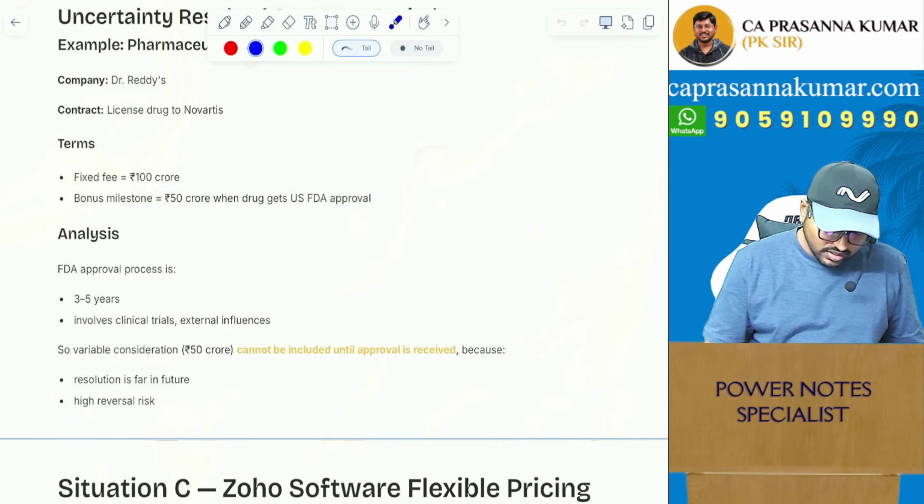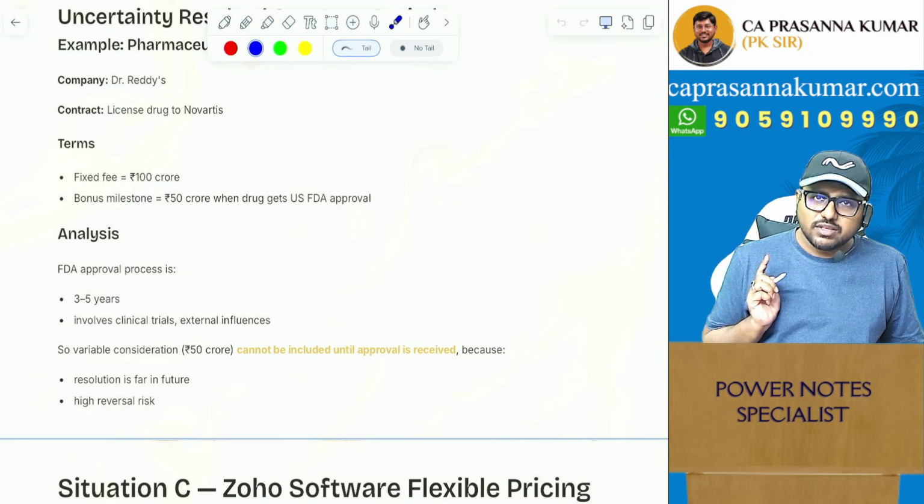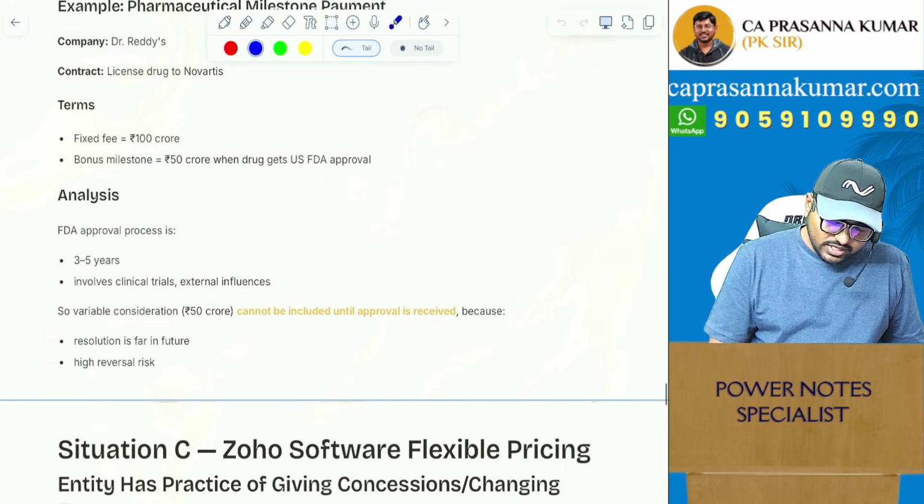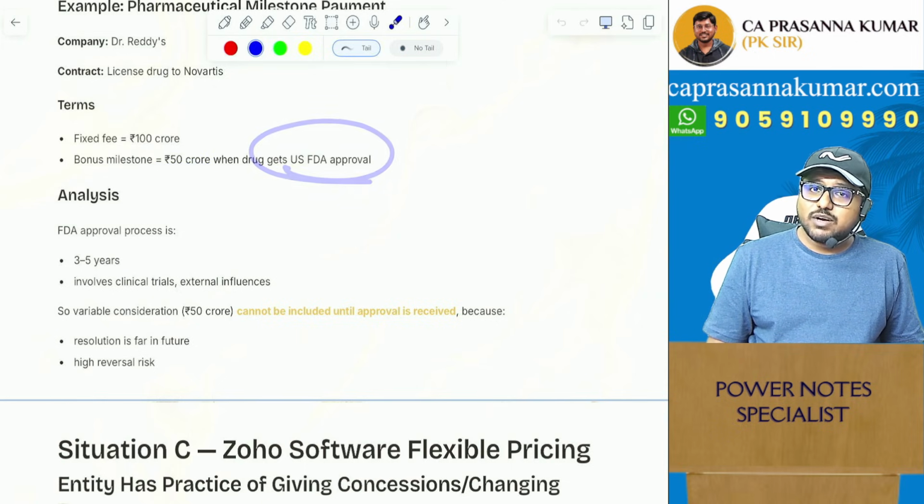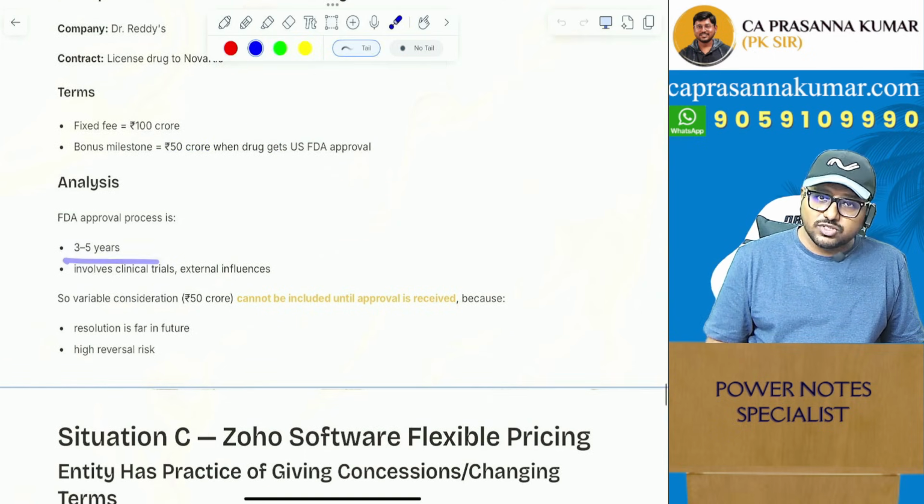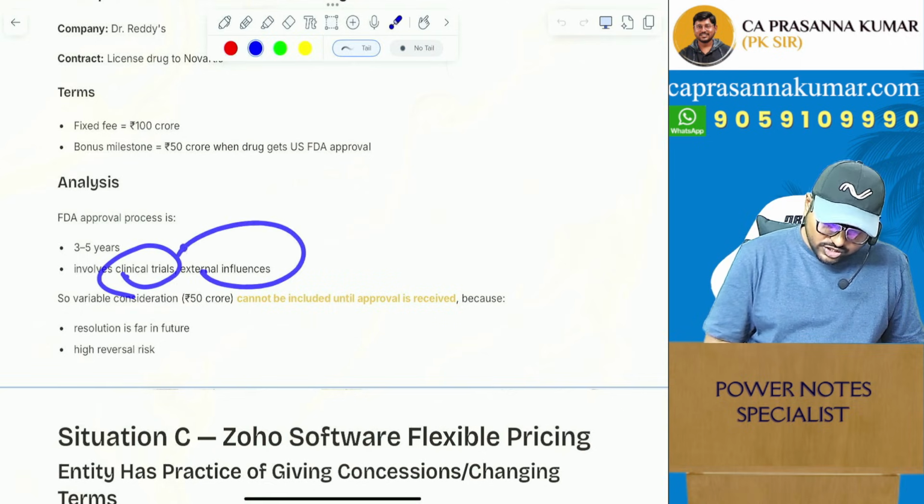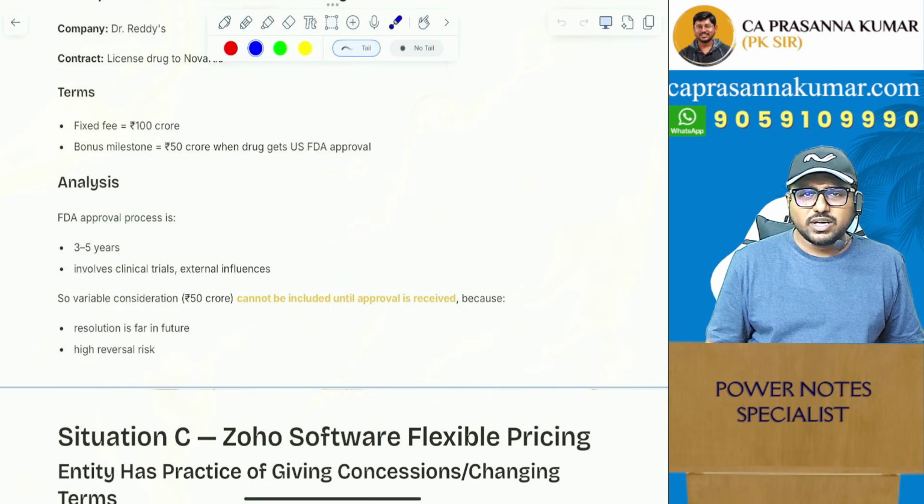There is no doubt in that. 50 crore should be included or not in the transaction price, that is the question. Look at the FDA. That can be included once this clarity comes. Now, when will the US FDA approval happen? Usually, it will take 3 to 5 years. It also involves clinical trials, external influences, all those things, probably political stuff and everything.